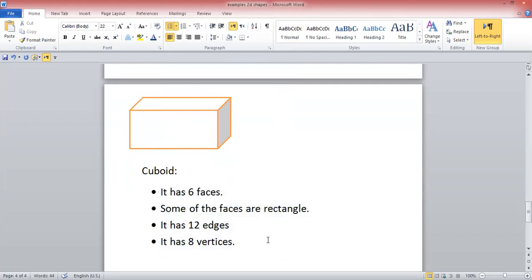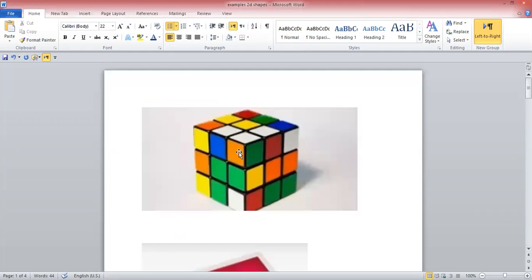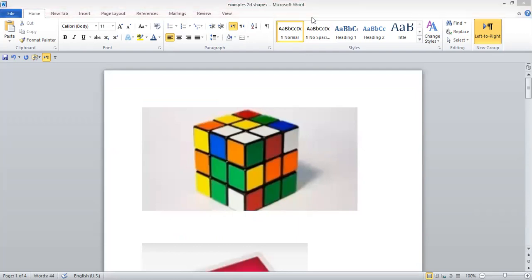Is that clear, guys? Do you know what is a cube and what is a cuboid? Even I can show you some examples of cube and cuboid. Look, this is the example of a cube. Can you see this? Tell me, is it the shape of a cube or a cuboid?